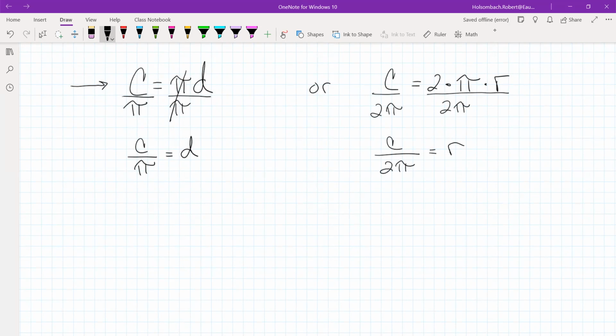So in example 5, find the diameter and radius of a circle to the nearest hundredth if the circumference of the circle equals 106.4. Circumference equals 106.4, and we need the diameter and the radius. So we take 106.4, set it equal to pi times the diameter.